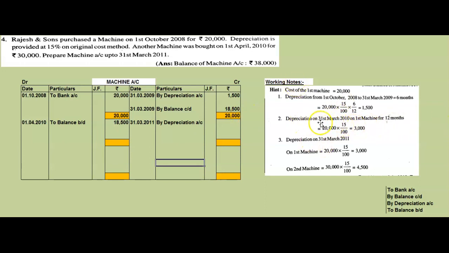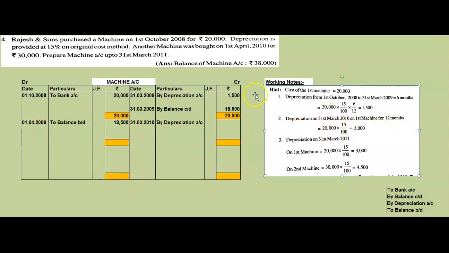See, depreciation on 31st March 2010. This is 31st March 2000. Sorry, here I have written the wrong year. It is 2009. Then here it will be 2010. So depreciation on 31st March 2010 will be how much? For 12 months. That is from 1st April 2009 to 31st March 2010.